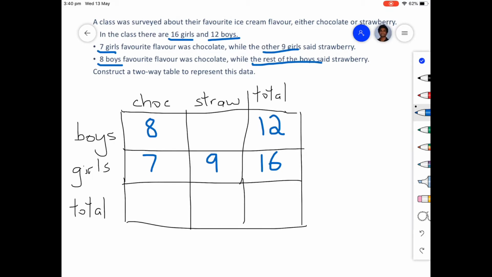Now there's no specific number there, but we can see from our example here we have 12 boys in total, 8 of them like chocolate, so doing some very quick maths we can figure out that the number of boys who like strawberry will be the remainder, which is 4.